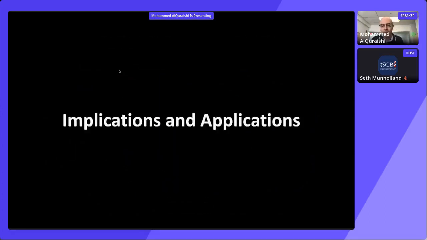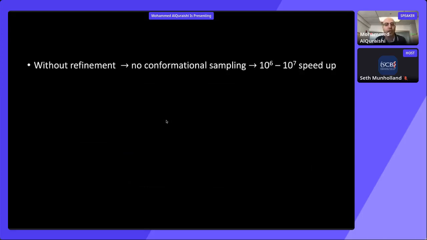Okay, so let me wrap up by talking a little bit about the implications and applications of this, where I see this moving forward. Like I said earlier, actually, I didn't say this earlier, but without refinement, we don't have to do any conformational sampling. And so the speedup here is significant, right? It is on the order of 6 to 7 orders of magnitude. This is a rather substantial speedup relative to anything. So for certain applications, you're really going from days to milliseconds.